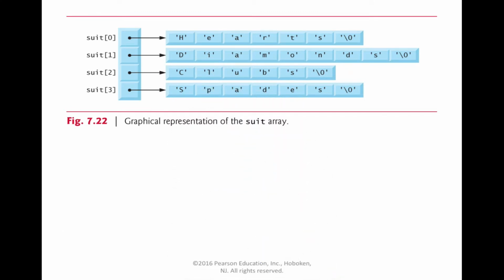So suit index 0 is actually a pointer to the array or string hearts with its termination character. Suit index 1 actually is a pointer to the first character of the array diamonds, the array of characters that represents diamonds with an end termination character. Suit index 2 points to clubs, and suit index 3 to spades. And this, again, is kind of a graphical representation of that in memory.